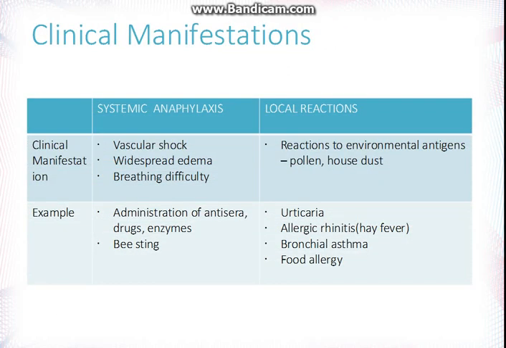Now clinical manifestations. In this, we will divide the clinical examples into two parts. It can be systemic or it can be local. Firstly, understanding the local. Local is reaction to the environmental antigens like pollen, house dust, and the examples can be urticaria, in which the skin is involved. There can be allergic rhinitis, hay fever, bronchial asthma, and food allergy. In food allergy, we see peanut allergy. These are the part of local reactions, whereas systemic anaphylaxis is the exaggerated version of local reaction.